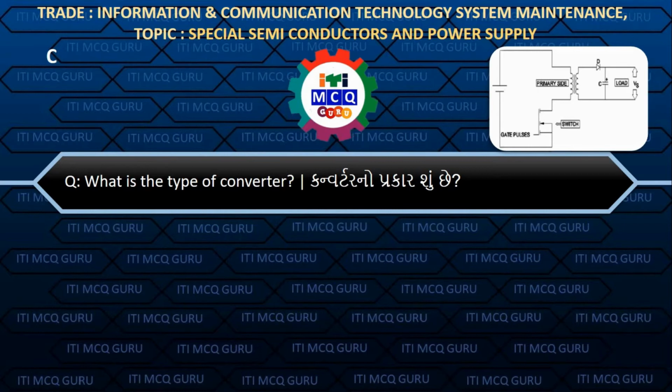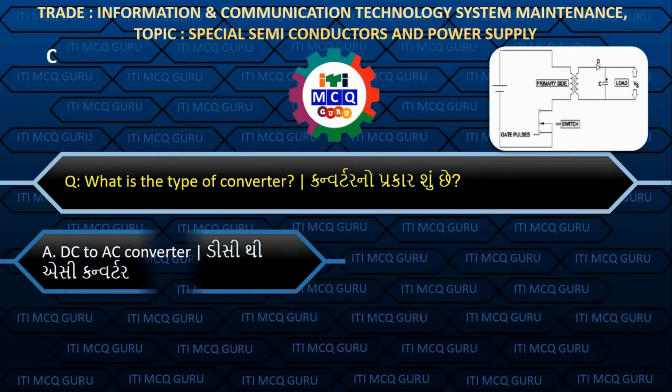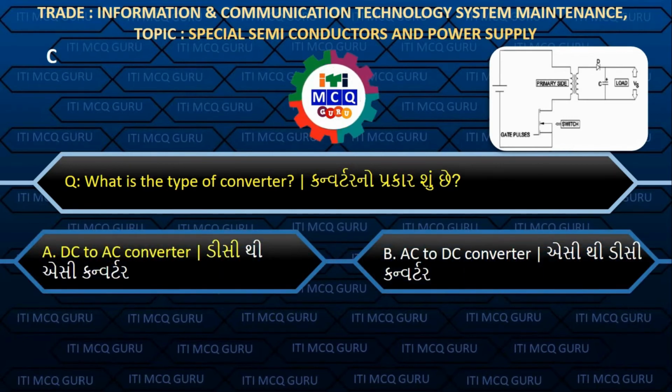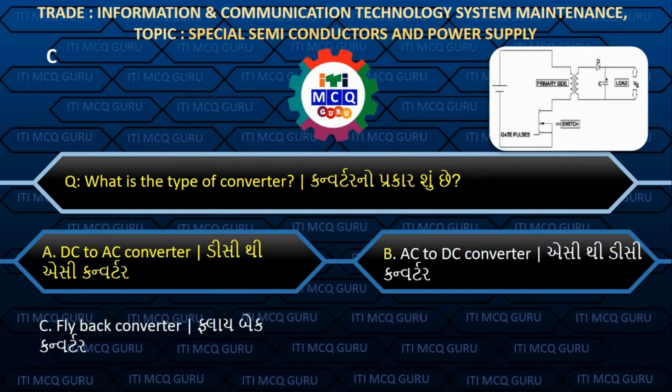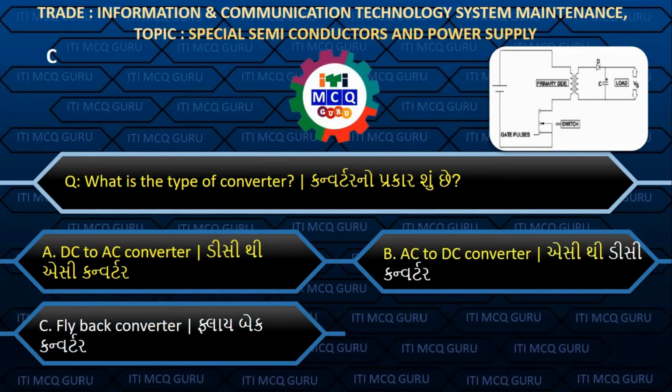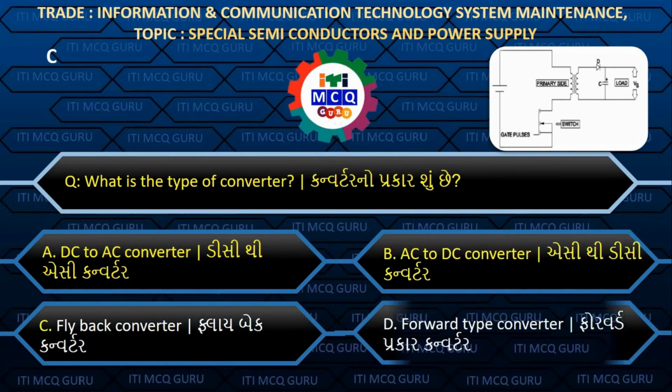What is the type of converter? કન્વર્ટર નો પ્રકાર શું છે? The answer is C. Flyback converter.